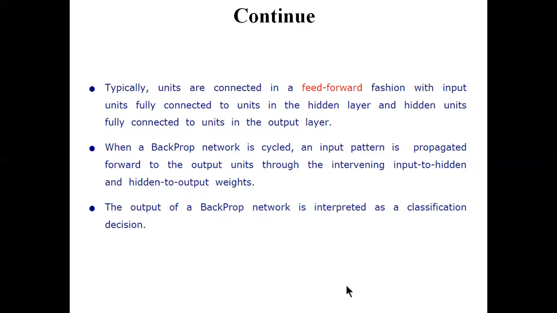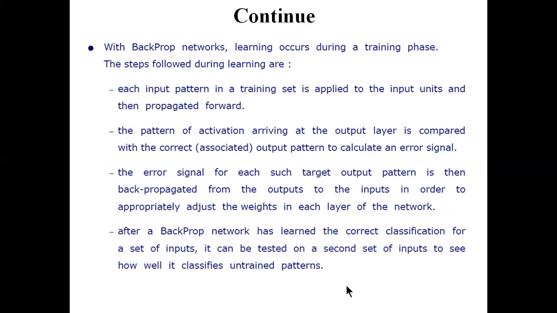When a backpropagation network is cycled during training, an input pattern is propagated in the forward direction. What is the forward direction? Forward direction means from the input end to the hidden layer, and from the hidden layer to the output layer. The output of the backpropagation network is interpreted as the classification decision. So output will give you some kind of decision or predicted value. Now it is quite possible that the calculated value does not match the target value. That means there is some kind of error.